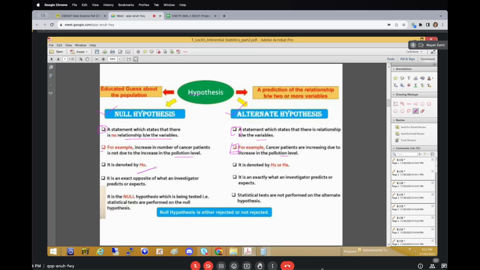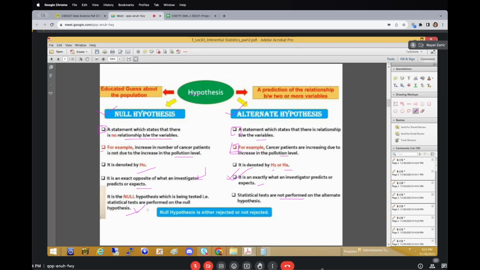Usually we denote the null hypothesis by H0 and the alternate by H1 or HA. The alternate hypothesis is the exact opposite of the null, and it is exactly what the investigator predicts or expects. Okay? So the investigator will test this one, and the null is the common belief. So it is the null hypothesis which is being tested, and statistical tests are performed on the null hypothesis. Okay? Only the null hypothesis. And statistical tests are not performed on the alternate hypothesis.